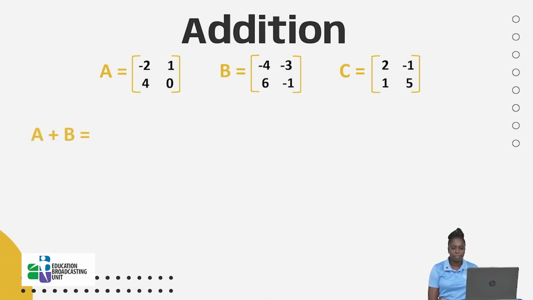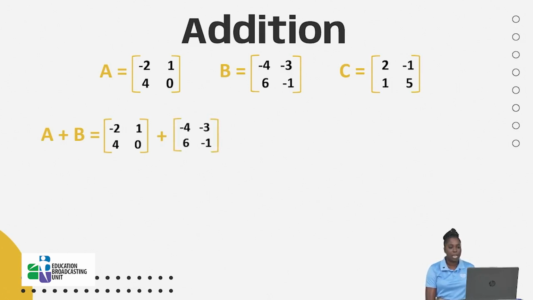So let's begin by calculating A plus B. What does it mean? We're literally going to write matrix A, so it's like substitution once again, plus matrix B. And we are going to be adding the terms in the corresponding positions. So in row 1, column 1, we have -2, and we have -4. And so we are going to add -2 plus -4.